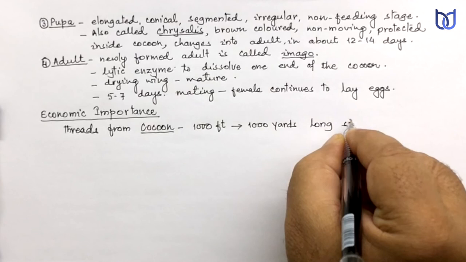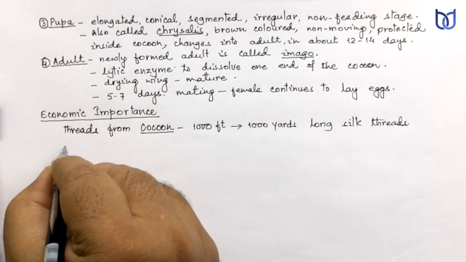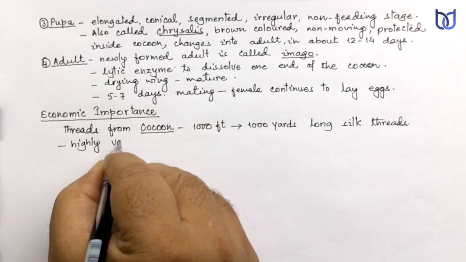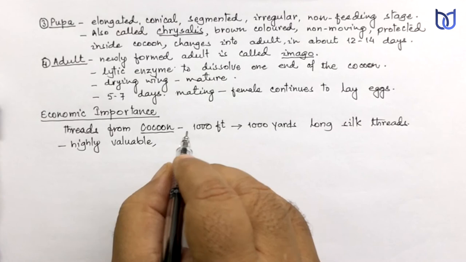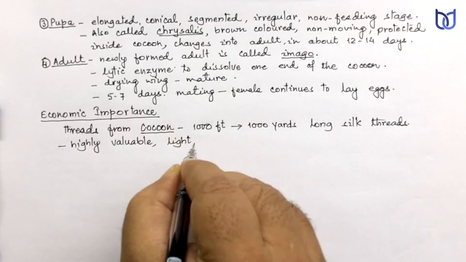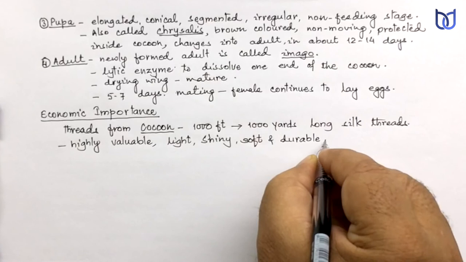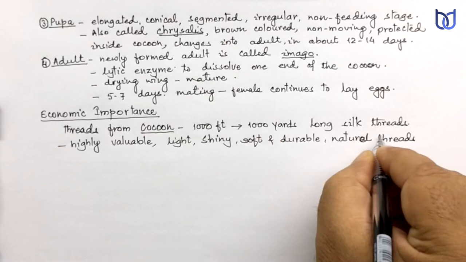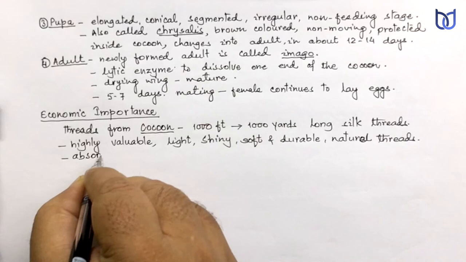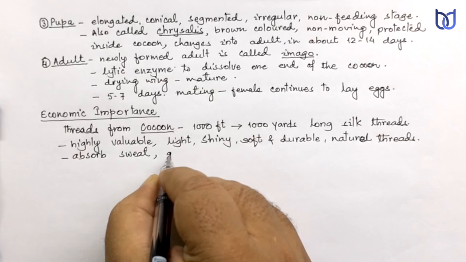Silk threads are highly valuable, of high market value. These are light, shiny, soft, and durable natural threads. These absorb sweat easily, and so are considered good for skin.